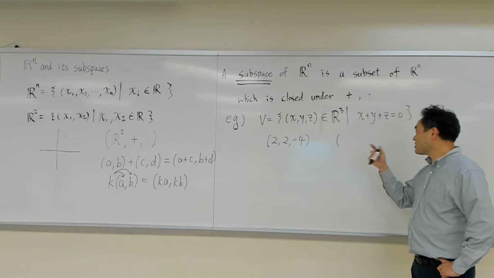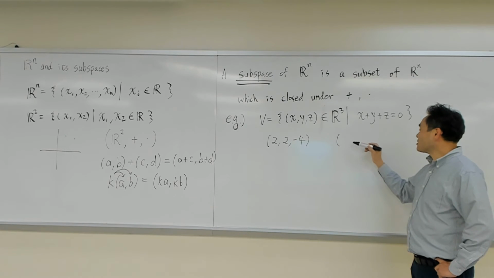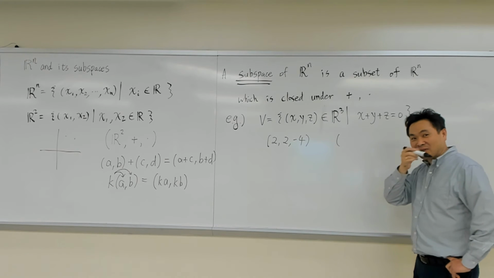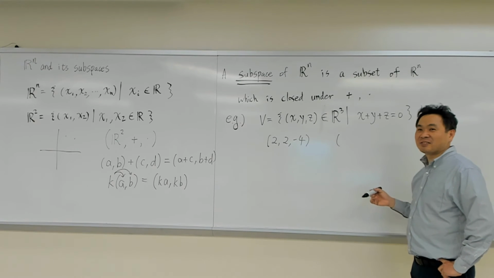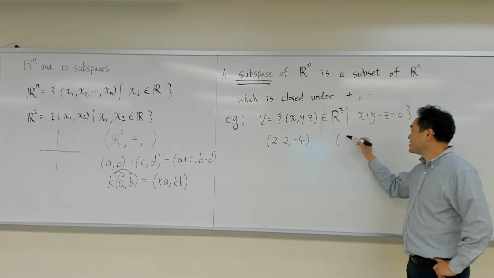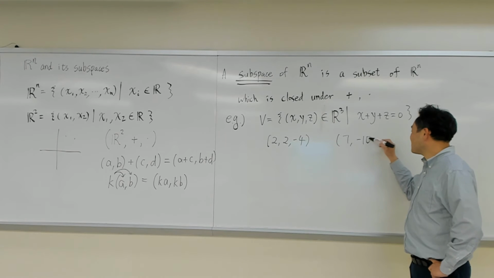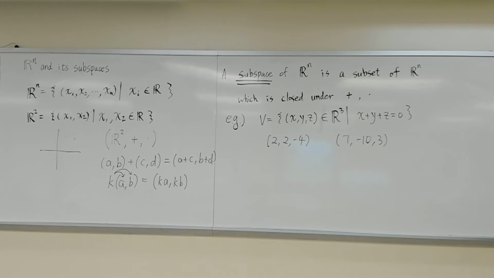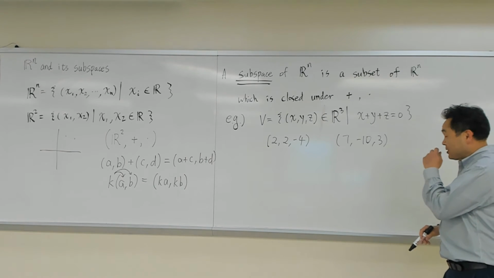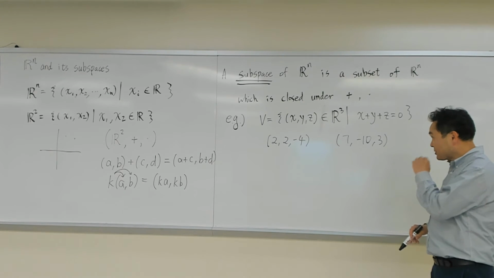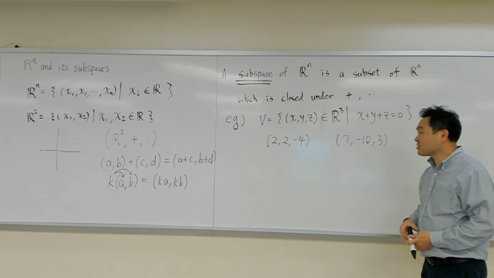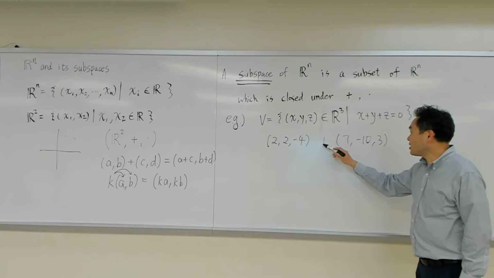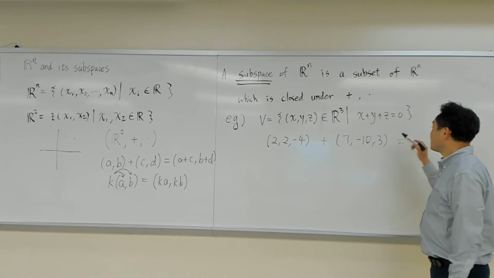All right, give me something that's positive and then negative and then positive. 7, negative 10, 3. Good. I like that. All right, so you have that, and then we have these two sets. Let's see if the sum of these two vectors again belongs to this set.